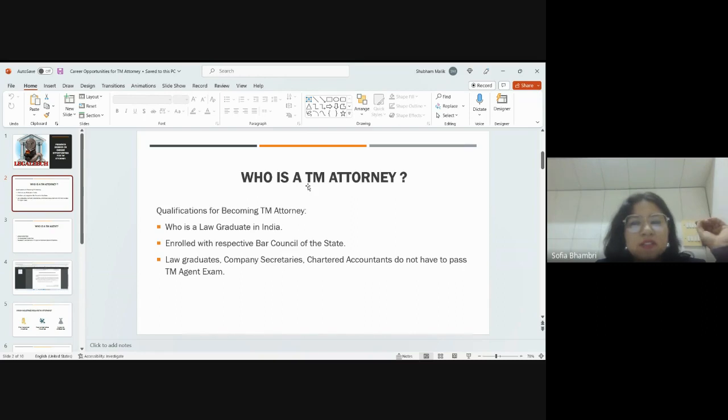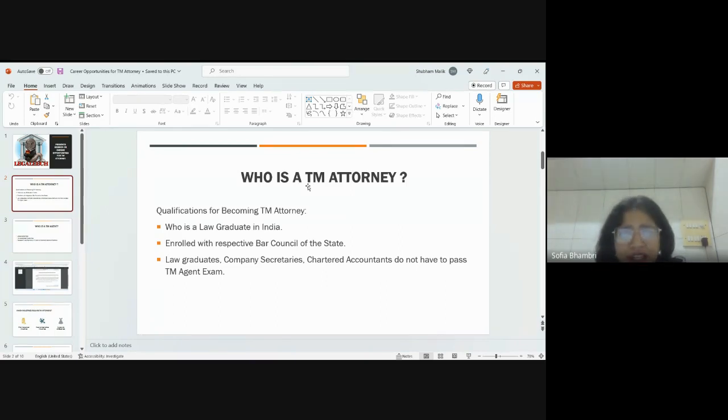A TM attorney is someone who's a law graduate in India, right? So many of us are doing law, all of us are doing law. Some of you must be in first year, some in second, third year. So soon you all are going to be law graduates. Apart from being a law graduate, you need to have an enrollment number with your respective bar councils. Are we clear on this? What is a bar council? I hope everyone has a fair idea.